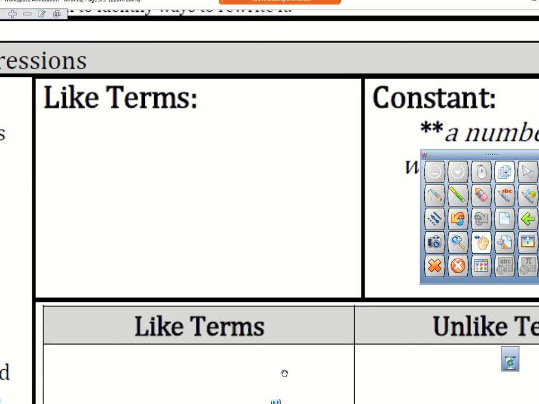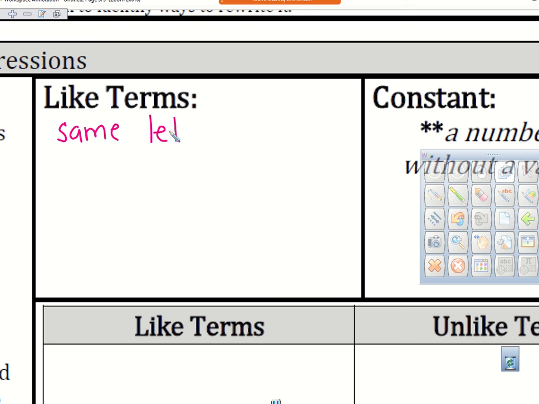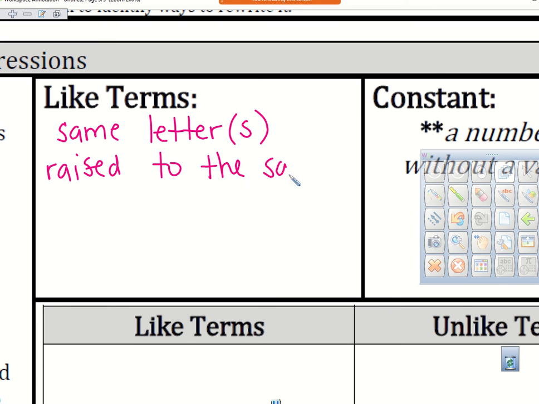Like terms, I want you guys to write here, same letters raised to the same power. Same letter, or I'm going to do the S in parentheses, letter or letters, raised to the same power, or again, powers. I'm going to do the S in parentheses like that. And we're going to put examples below.